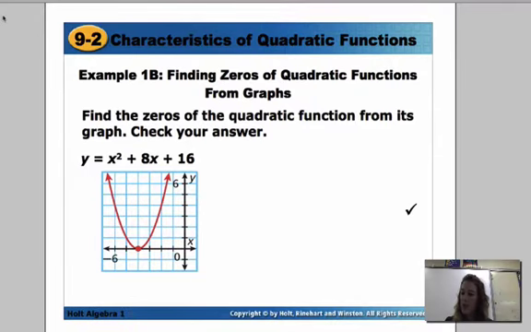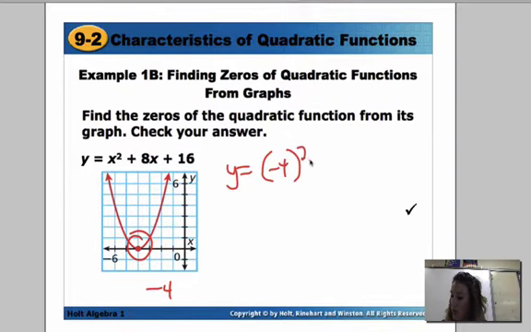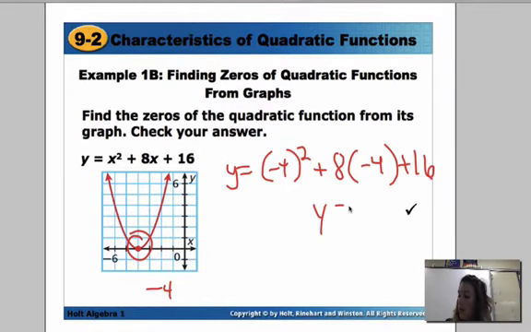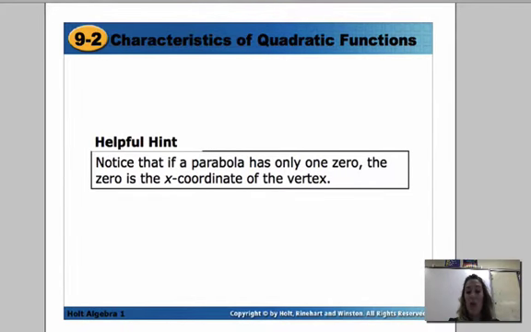All right, let's look at this one. This one is only crossing once because the vertex of the graph lies directly on the x-axis. So let's try that. That appears to be -4. So let's plug in -4. When I plug in -4, it does equal 0. Notice that if a parabola only has one 0, the 0 on the x-coordinate is the vertex. So remember I said if there's only one 0, then that 0 has to be the vertex.